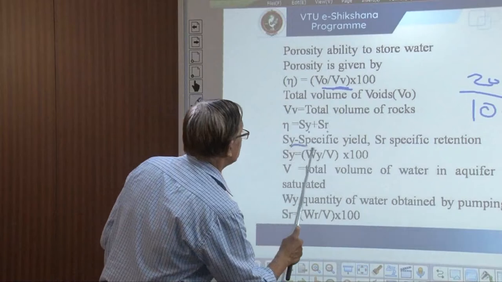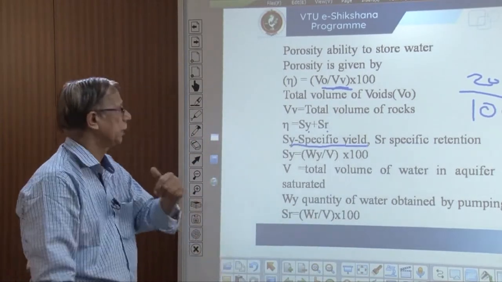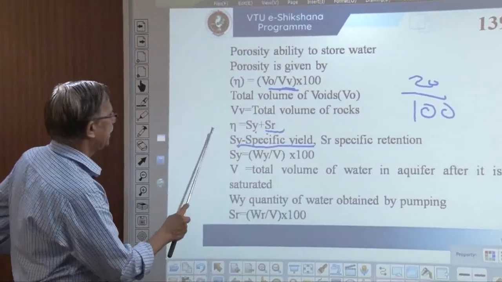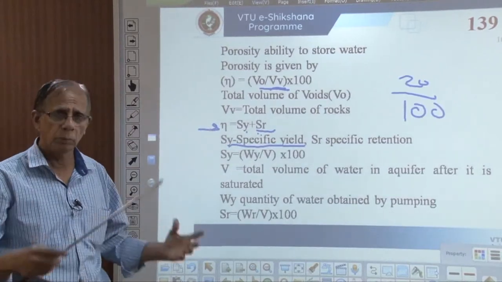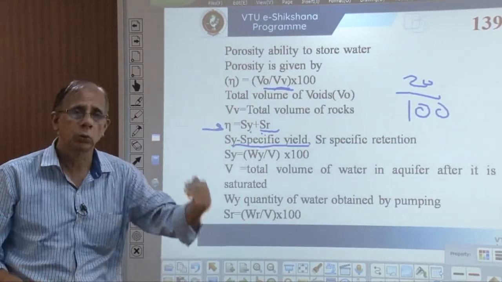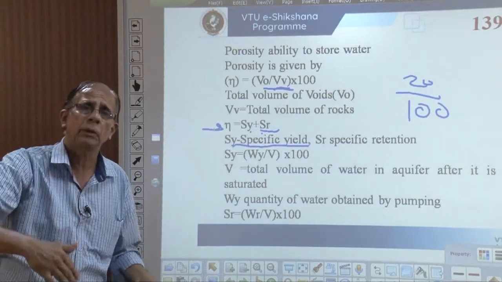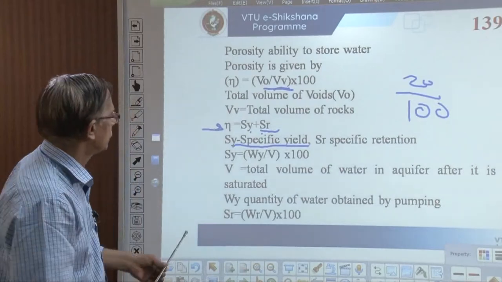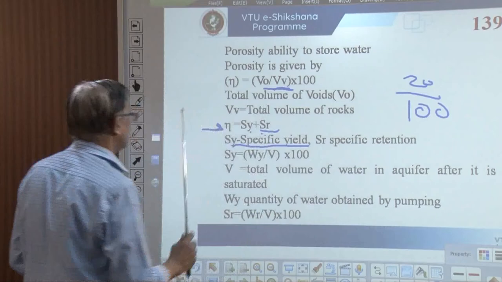Suppose Sy is the specific yield. What is that specific yield? We shall define now. And specific retention, that equals the porosity. Total volume of water that is stored includes water that is possible to remove, plus water that can still be present in the aquifer. So, specific yield plus specific retention equals eta.